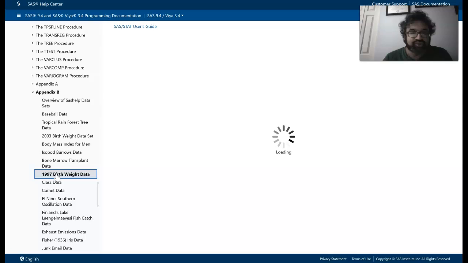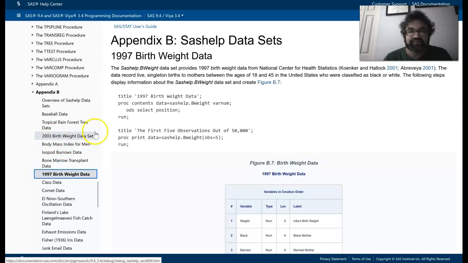We have some additional birth weight data. The last one was from 2003, and this one is actually from 1997. This one is collected from the National Center for Health Statistics, looking at singleton births to mothers between the ages of 18 to 45, and then the other data records.